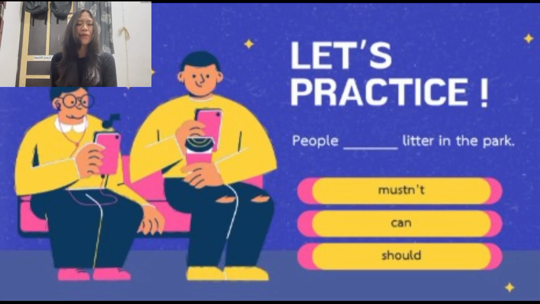Alright, let's practice your understanding by answering these short questions. So you have to choose the correct word to complete each sentence. I will give you around 3 seconds and you have to answer it. Number 1, people blah blah litter in the park.